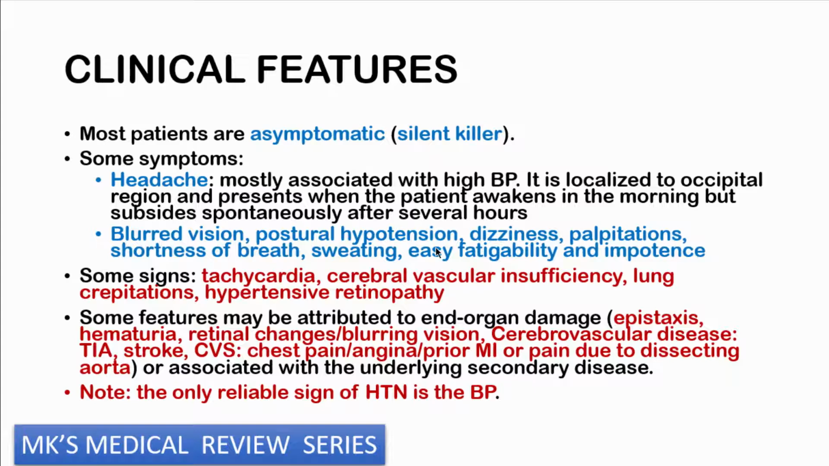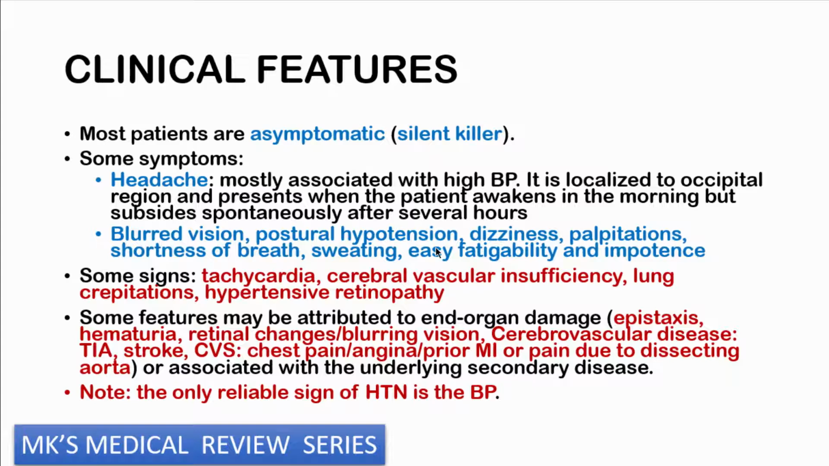Some signs on physical examination include tachycardia, features of cerebrovascular insufficiency, lung crepitations, even hypertensive retinopathy, which we shall grade very shortly. Some features may also be attributed to end organ damage. Remember that hypertension can affect the CNS, it can affect the eyes, it can affect the heart, it can affect the kidneys, it can affect the blood vessels.